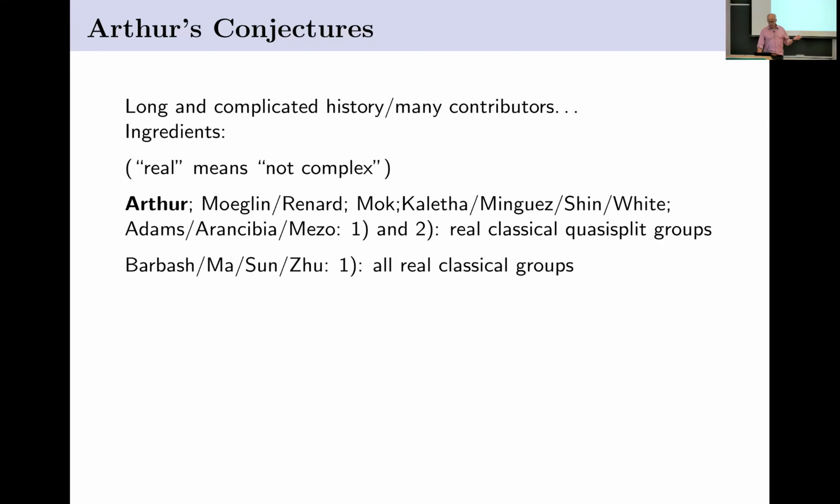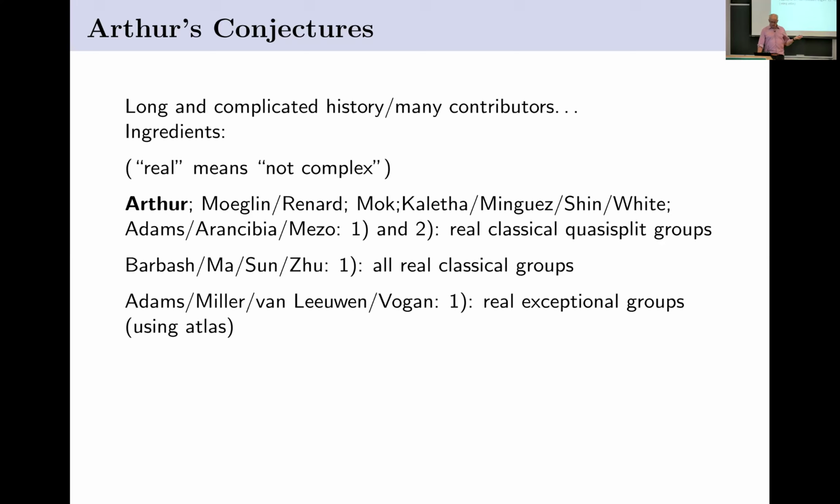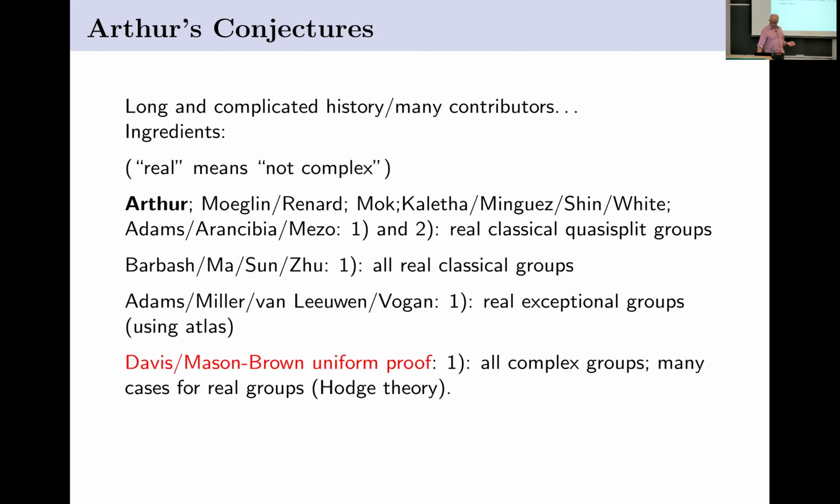Barbash and Ma, Sun and Zhu have an independent program using the theta correspondence to prove 1 for all real classical groups, not just quasi-split. Myself and these others, we computed by Atlas, by computer, the unipotent representations for real exceptional groups a number of years ago. And now, fairly recently, Dougal Davis and Lucas Mason-Brown have a uniform proof of a lot of this.